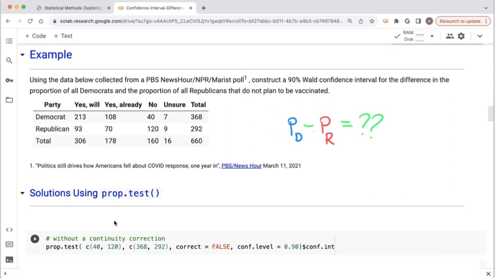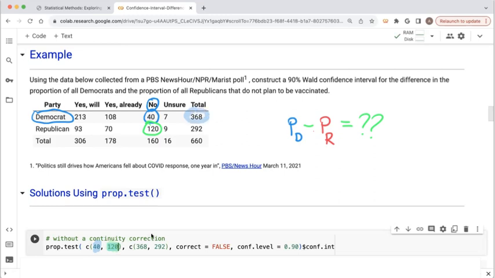First we observe that the total number of successes, in this case, a success is someone that does not want to get vaccinated. That's what we're counting. There were 40 people from the first sample of Democrats that said they did not plan on getting vaccinated, and there were 120 out of the sample of Republicans. So we put a 40 and a 120 inside this entry. Then we enter the two corresponding sample sizes.